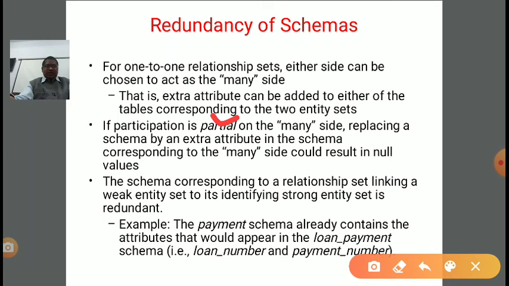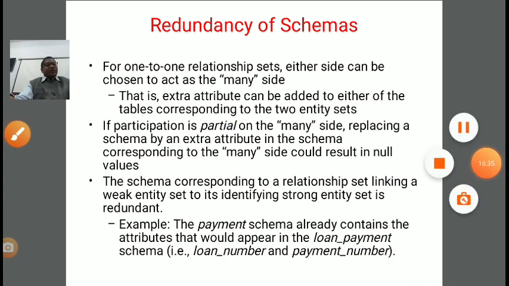Next, the schema corresponding to a relationship set linking a weak entity set to its identifying strong entity set is redundant. Redundant means there can be some duplication. For example, the payment schema already contains the attributes that would appear in the loan payment schema. Why? Because in the loan payment schema, loan number and payment number are involved, and the payment schema already has payment number and loan number. So the redundancy is always present, and we need to reduce this redundancy. Okay, in the upcoming lecture, some more new concepts. Thank you.